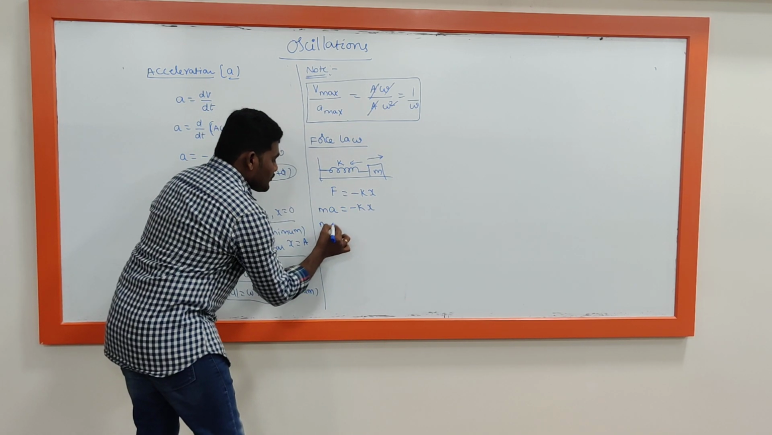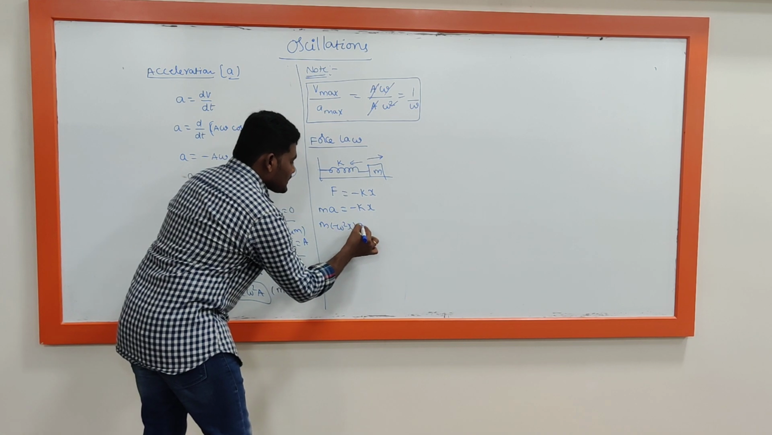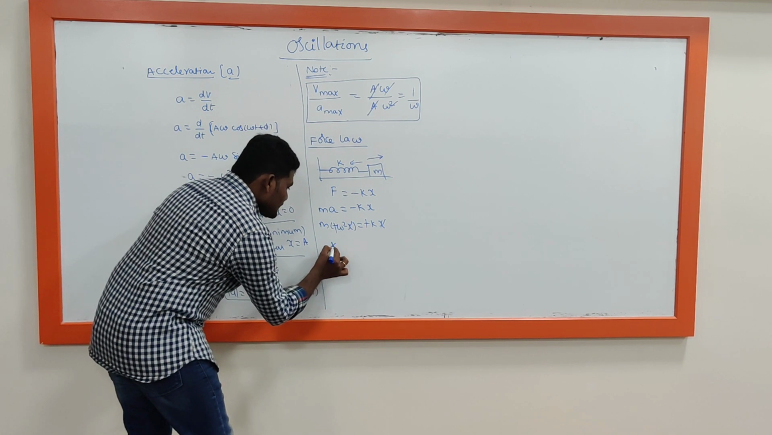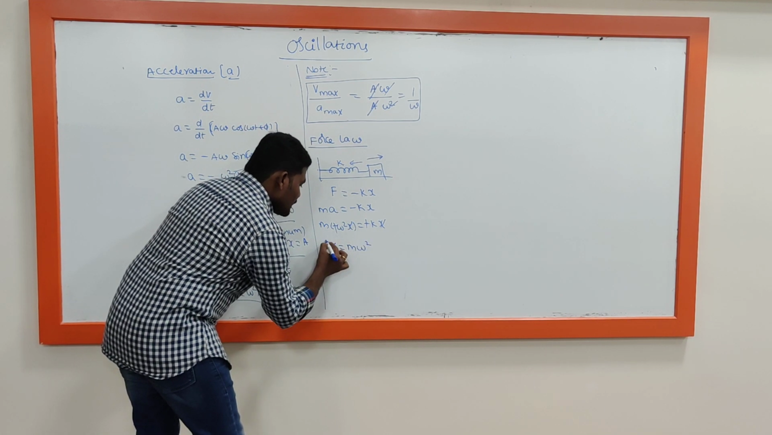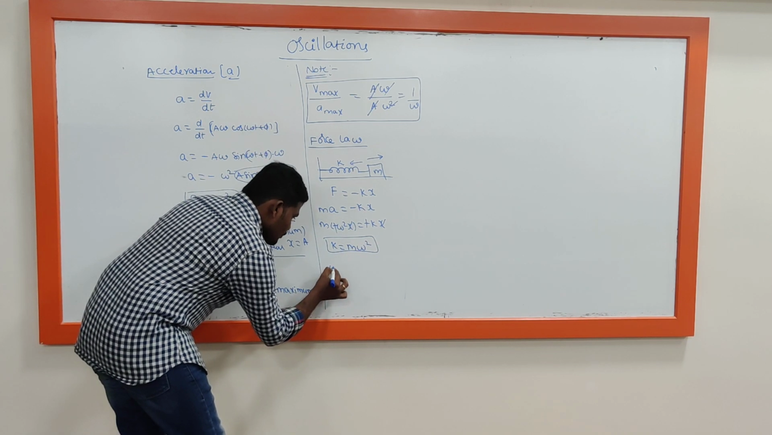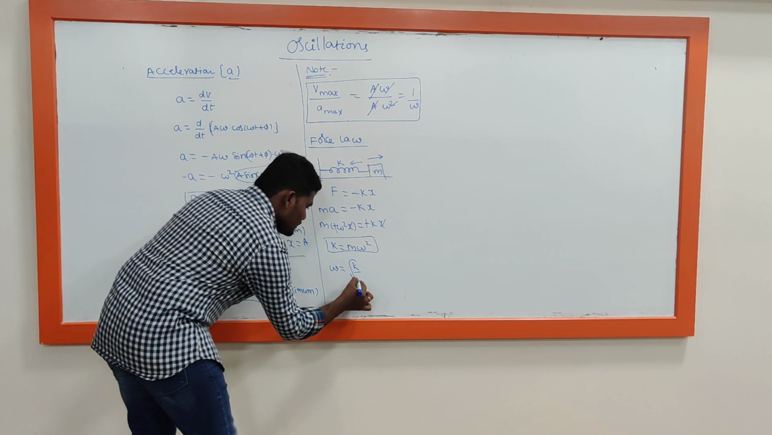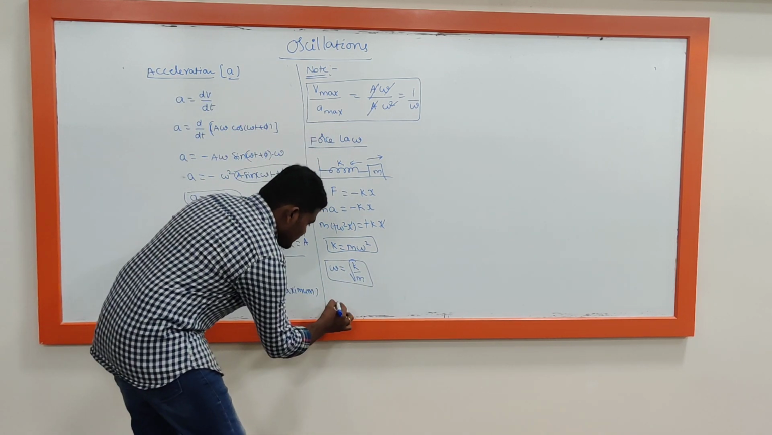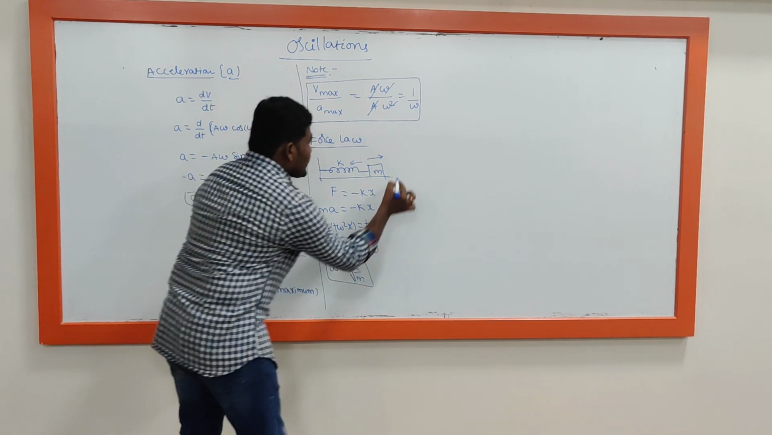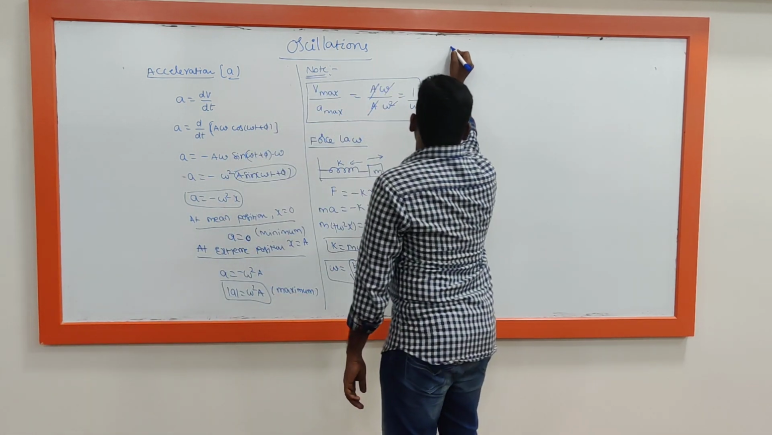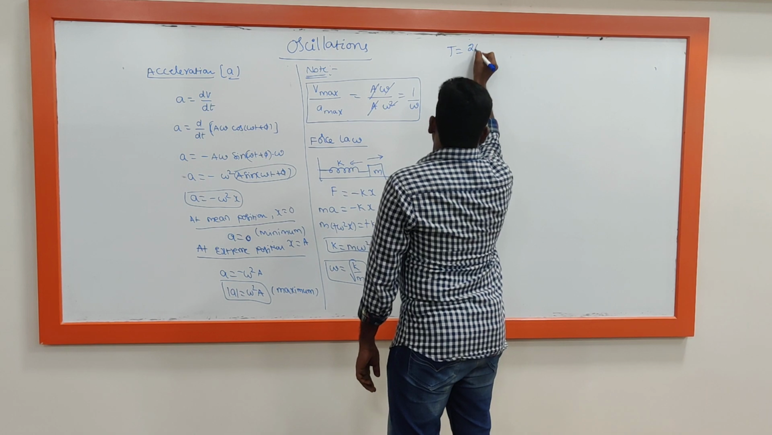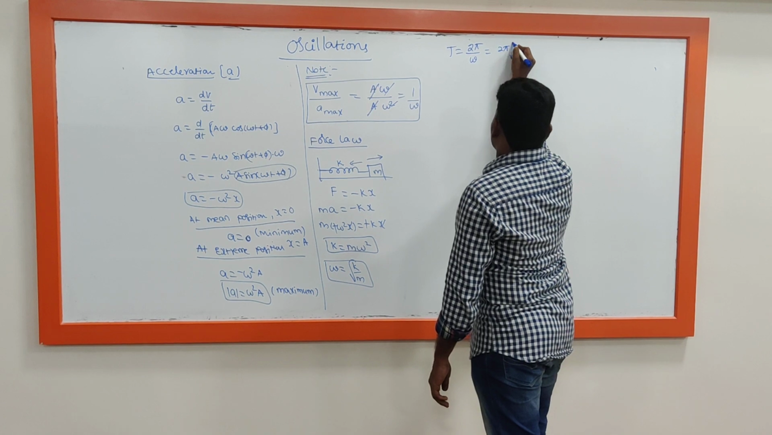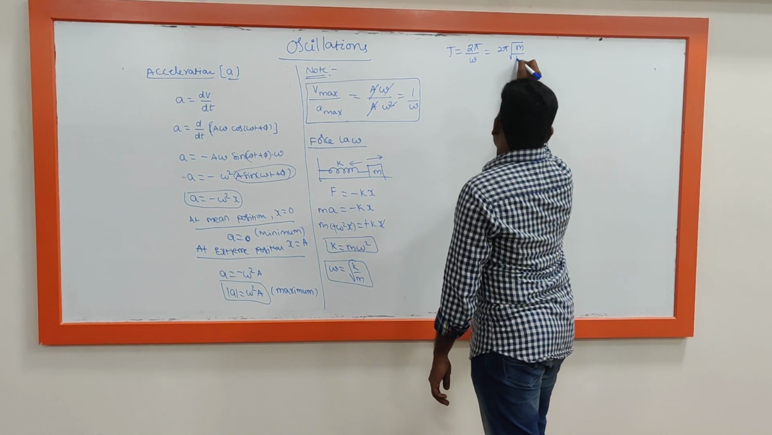We already know the acceleration of a particle is minus omega square x, so M times minus omega square x equals minus K into X. The x gets cancelled, and we get K equal to M into omega square. Then omega equals square root of K by M. From this you can find the time period. The time period of a particle is T equal to 2 pi divided by omega, so T equals 2 pi into square root of M by K.